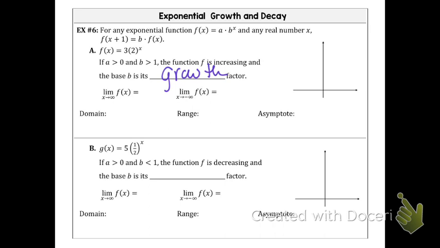So that's what we saw in part A in example 5, that our base was 2. It's greater than 1, which we talked about at the very beginning when I was going over exponential functions. So that meant it was exponential growth. So the base is its growth factor.